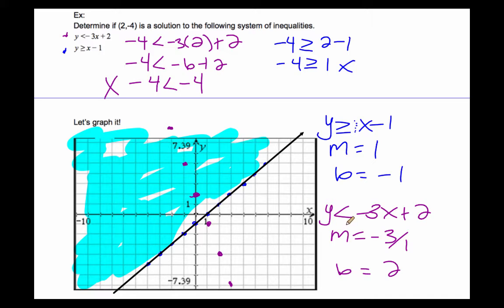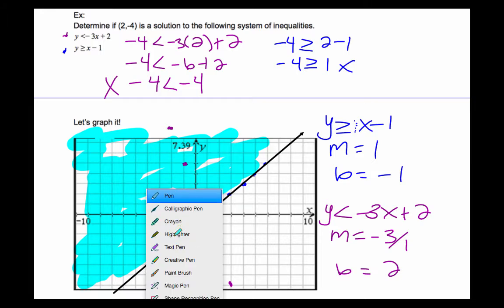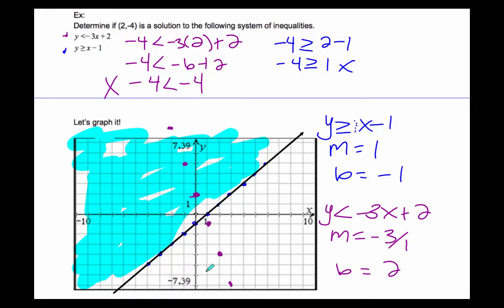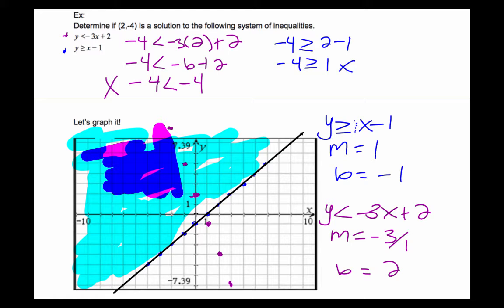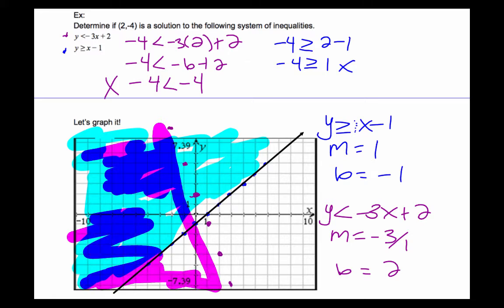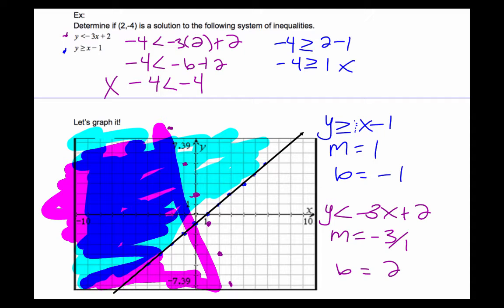Now, am I going to be shading above or below? I'm going to shade below. Where's below? This is below. So, all of the parts that are the different color blue, this like royal or whatever, Mustang blue we'll call it, all of the parts that are Mustang blue, those are the solutions to this system.